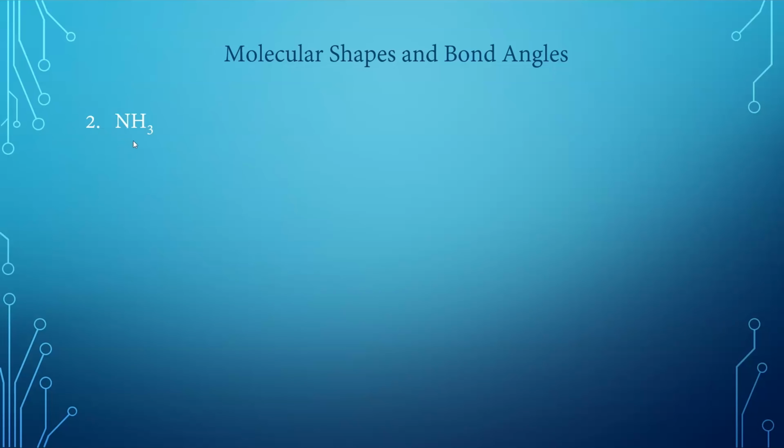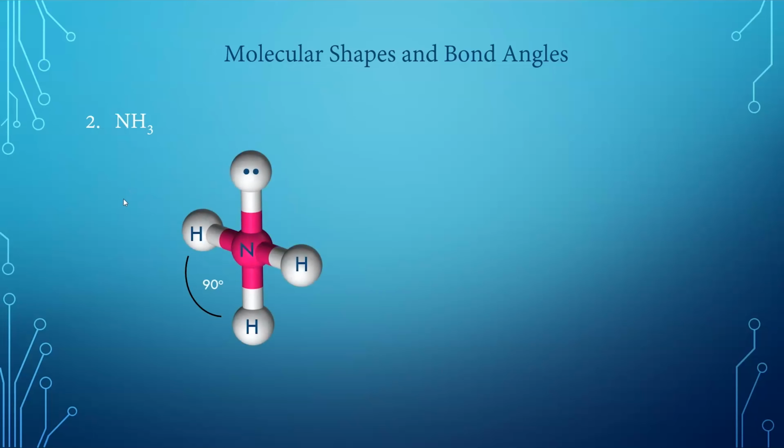Next, let's take a look at the ammonia molecule. Ammonia is similar to the methane molecule. As you recall, in the methane molecule, we had a carbon with 4 hydrogen atoms attached to it. So the carbon was connected to 4 groups. The ammonia molecule is very similar. The nitrogen is attached to 3 hydrogen atoms and a non-bonding pair of electrons.